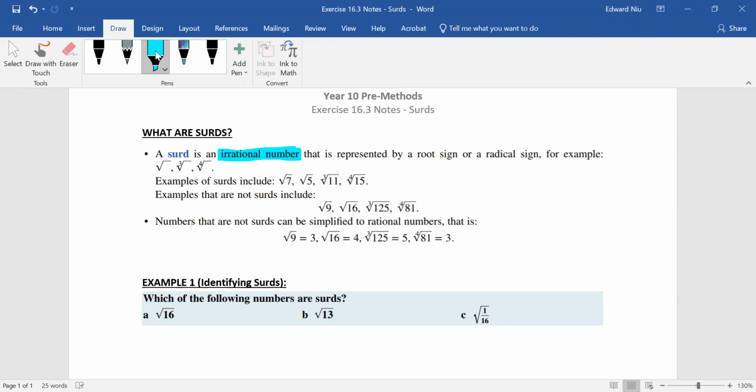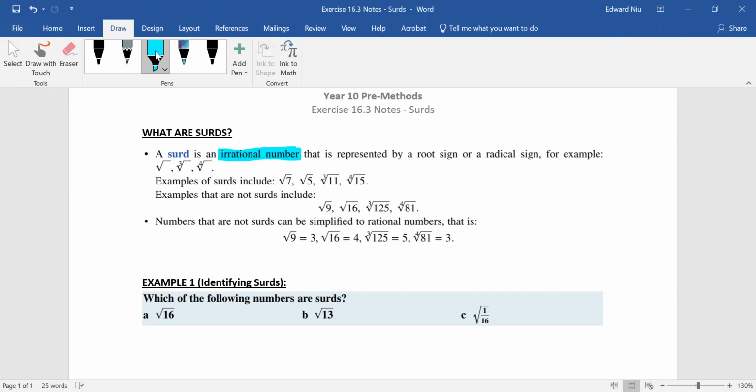Some of the examples which are not surds include the square root of 9, the square root of 16, the cube root of 125, and the fourth root of 81. The reason being is these are all perfect squares, cubes, or fourth powers. So square root 9 gets us 3, square root 16 gets us 4, cube root 125 gets us 5, and the fourth root of 81 gets us 3, which we all know are integers and are rational numbers.